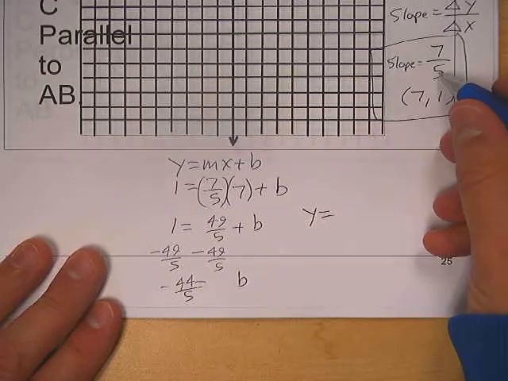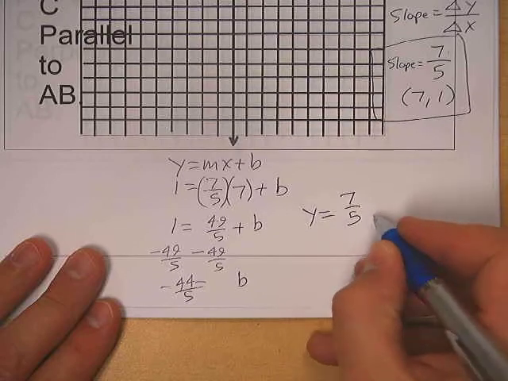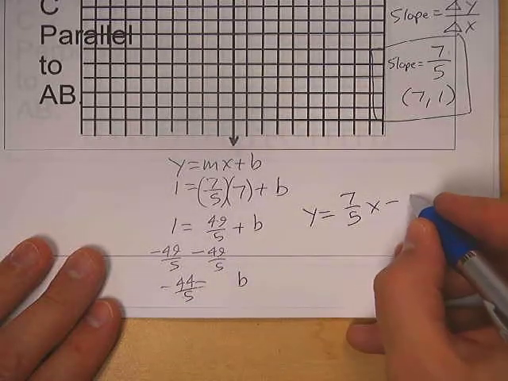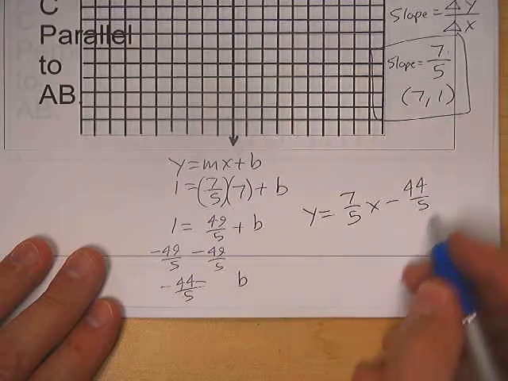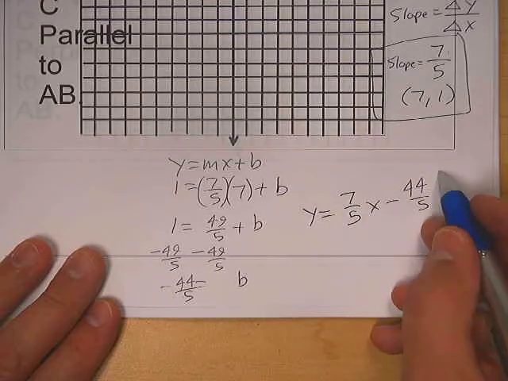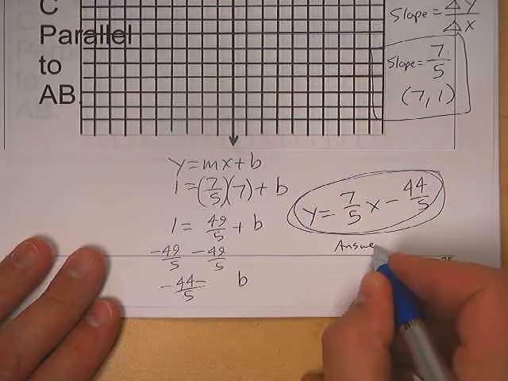So my new equation is going to be y equals, I keep the same slope, which is y equals 7 over 5x, and I keep my b value I just solved for, which is minus 44 over 5. And I can write that as a decimal too at the end, that's fine, but I like to keep this slope as a fraction. So this would be your answer right here.